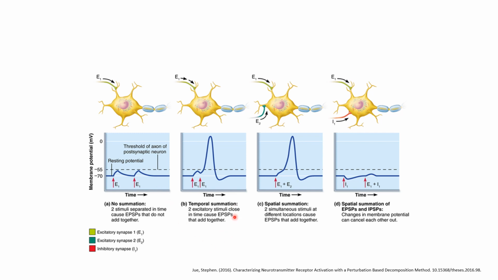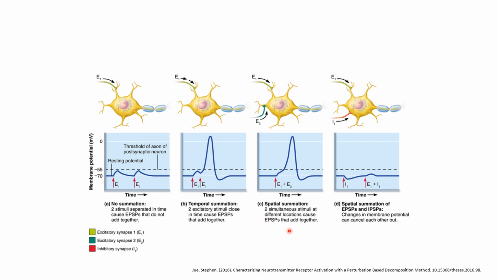In the second graph, this is an example of temporal summation. So what actually happens is that there are two excitatory stimuli that happen close in time, and consequently the EPSPs add up together, and this causes the membrane potential to reach its threshold level and consequently triggers the action potential generation as shown here.